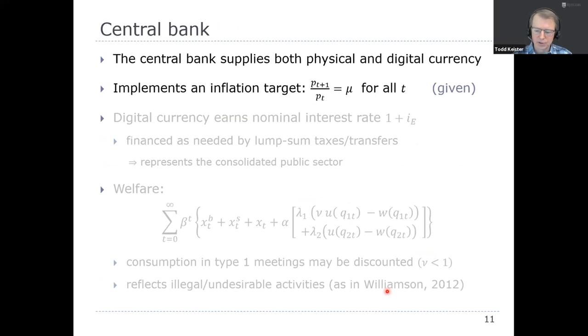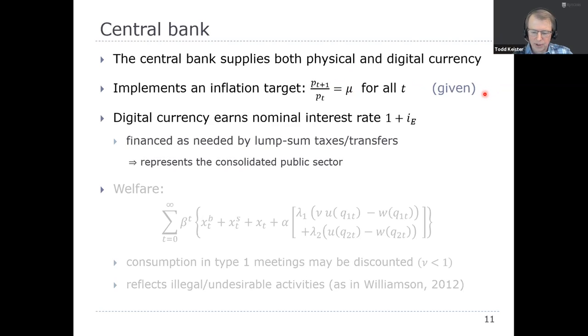Okay, last agent, the central bank. So the central bank is just going to be supplying currency, physical, and then later on digital currency. The central bank's going to implement an inflation target. So we're just going to fix the inflation rate at mu. So think of mu as 1.02. So there's just 2% inflation. We're going to take that as given.